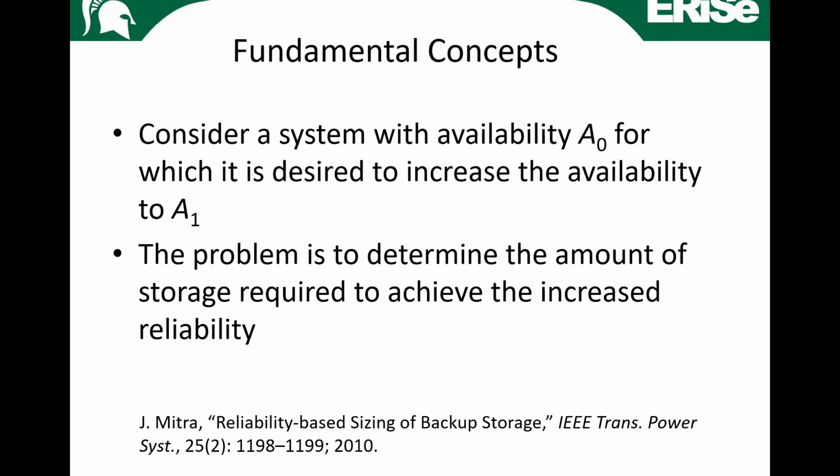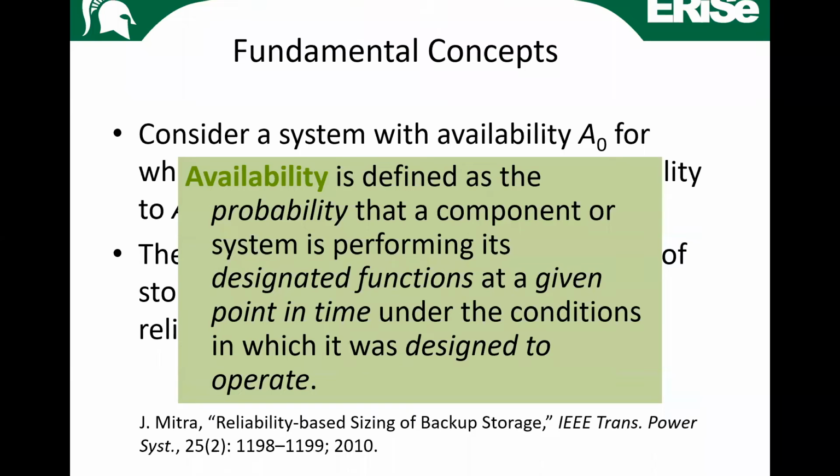So I'm going to try and give you a flavor for this notion of reliability and availability. Think of taking a system with availability A0 and increasing its availability to A1. And so what is availability? Okay, it's a probability. It's associated with the probability of being able to serve that purpose. So, if it hasn't failed to meet this purpose, then it's said to be available.